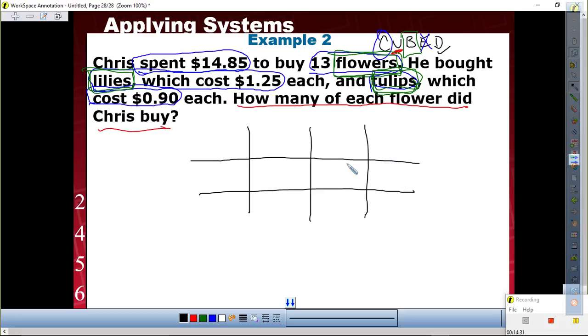Let's see. Help me with the top. What do I write at the top? Sebastian. What do I write here? Lilies. Tulips. Total. And help me out. What did you label this? And this one? Thank you. Pass it to someone.